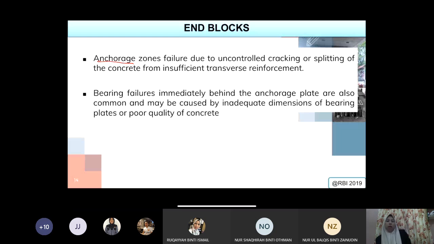Here is the failure due to uncontrolled cracking or splitting of the concrete from insufficient transverse reinforcement. If you didn't design your end block properly, then you get anchorage zone failure.